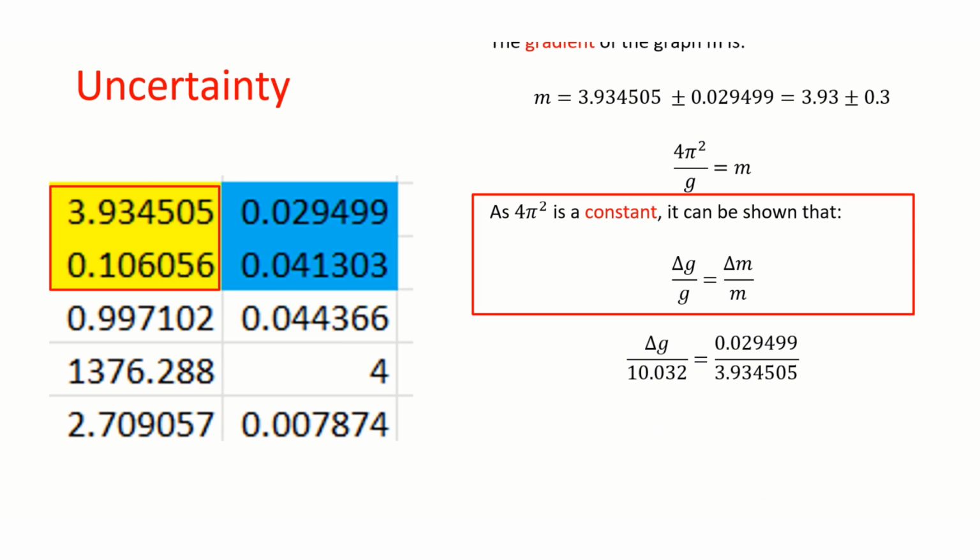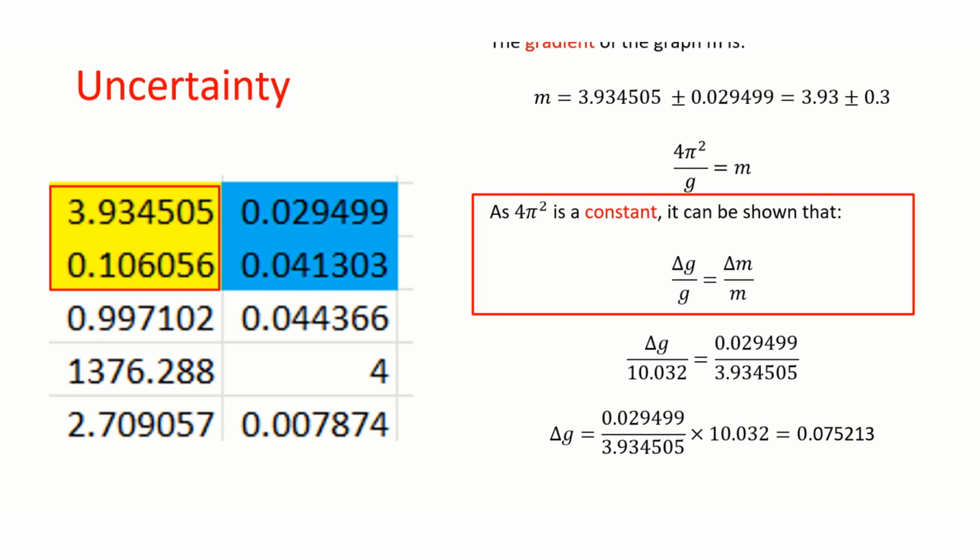We know the values of delta M, that's the uncertainty in M. We know the value of M. We also know the value of G. We've got 4 variables, 3 knowns, 1 unknown, so we can rearrange. And we end up with an uncertainty in G, which is 0.075.